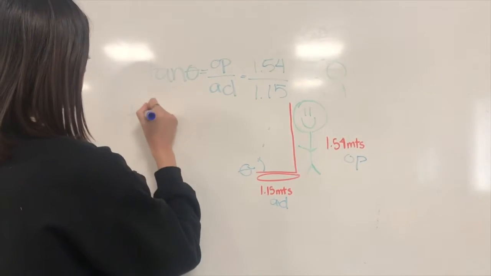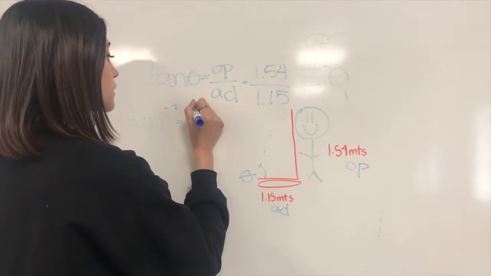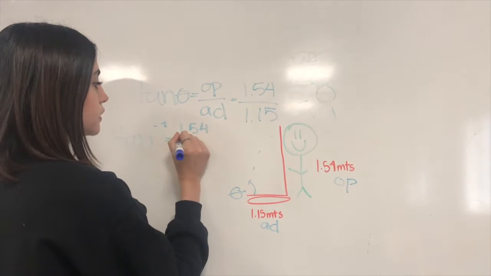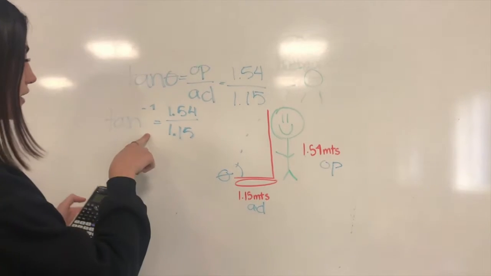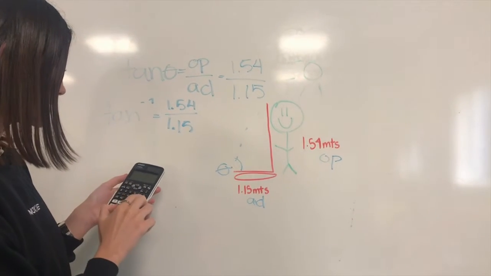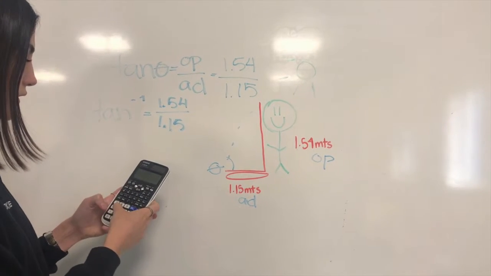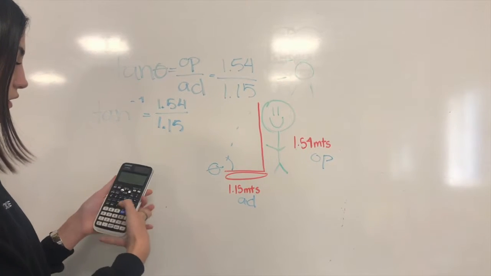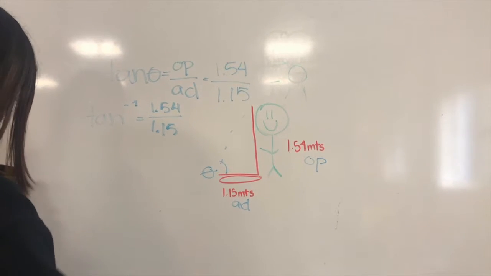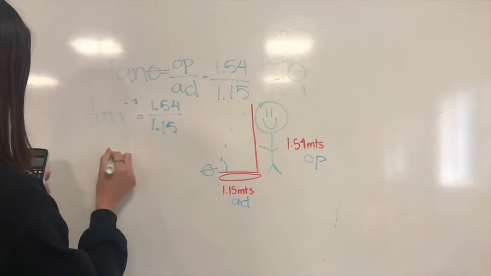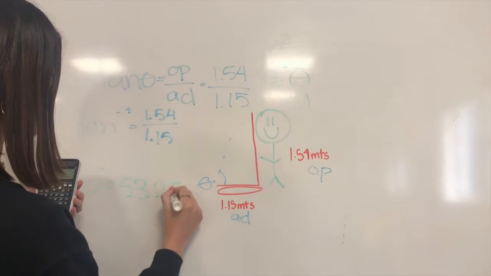And for this, we're going to use the inverse function of tan. So we're going to plug in the calculator this function: inverse tan of 1.54 over 1.15. And it's going to give us the answer of theta, which is 53.25 degrees.